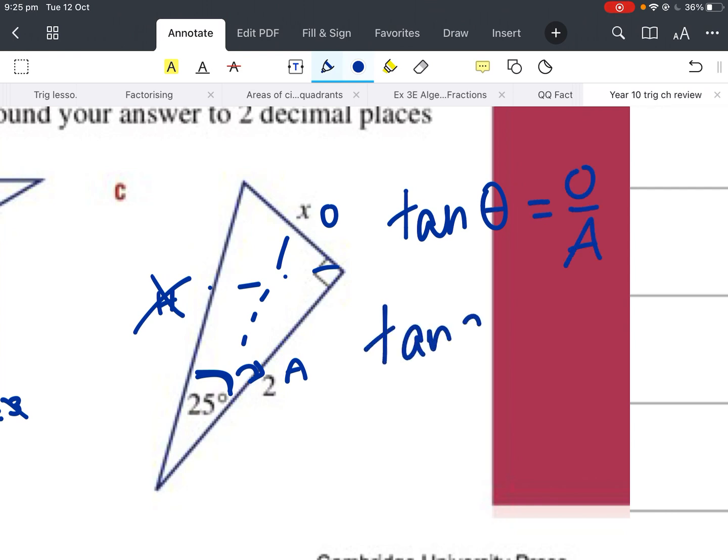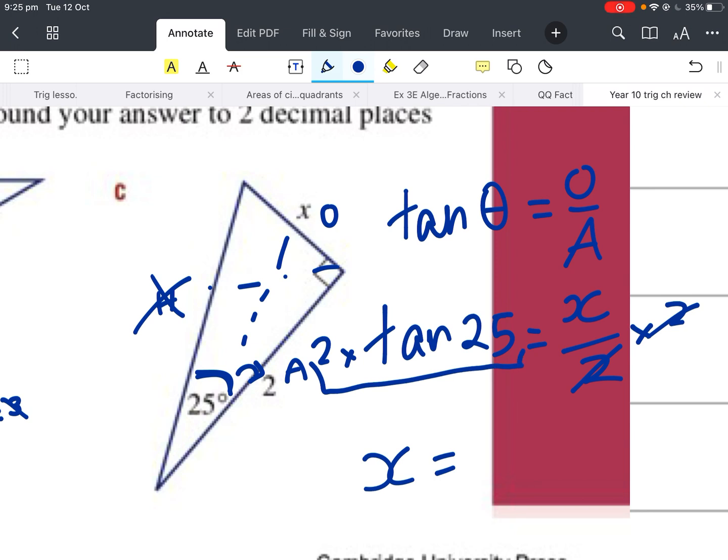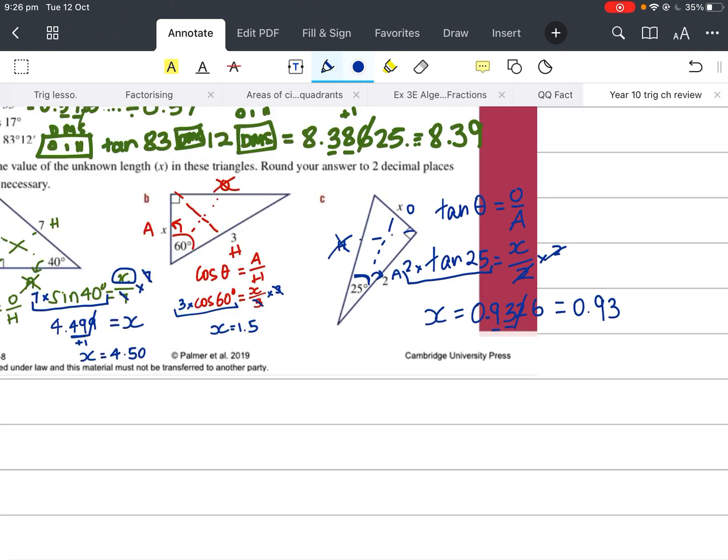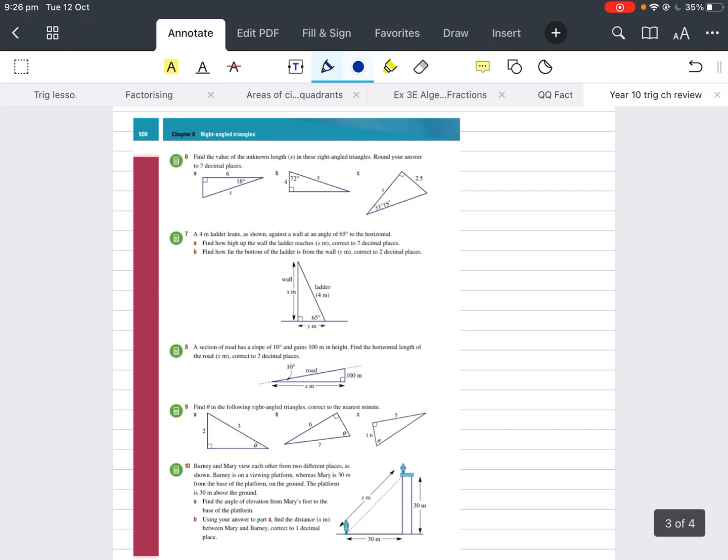So tan 25 equals O is X, A is 2, multiply both sides by 2, X equals, do all this on our calculator, 2 times tan 25 gives 0.9326, but we only need to do it to 2 decimal places. Crossing off the 2, is that 4 or less or 5 or more? 0.93 is your answer. Beautiful. Oh, there's a lot here. I'll do a couple. I'll do one of each, okay?